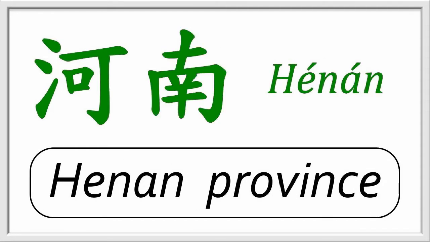Hebei and Henan are two Chinese provinces separated into north and south by the Yellow River. The fifth character in today's lesson is a one-legged person with a cane or crutch for support.